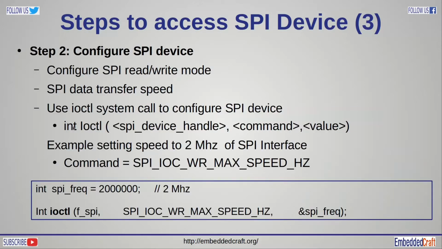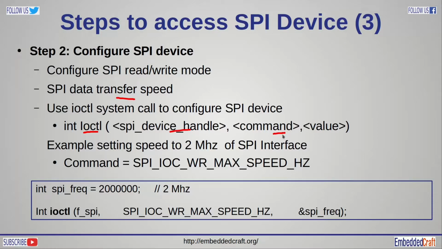The next step is to configure the SPI device. Configuring means, for example, setting the SPI data transfer speed. And this is going to be done by the IOCTL system call. The first argument is the SPI device handle. The second argument is the command.